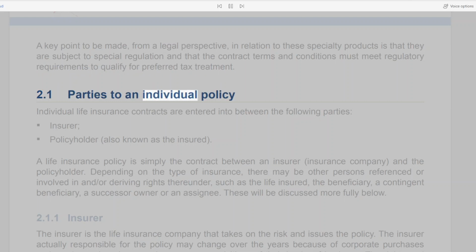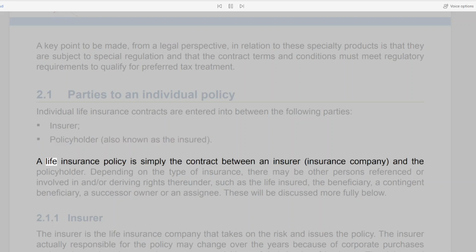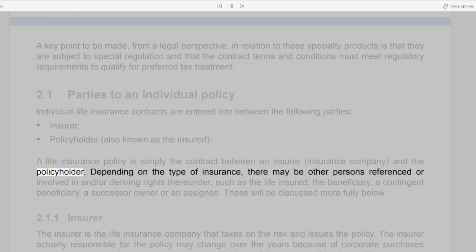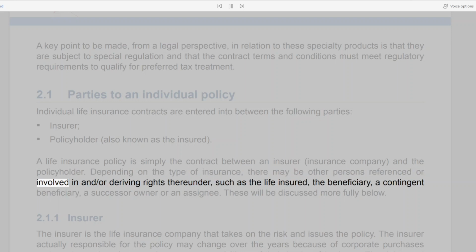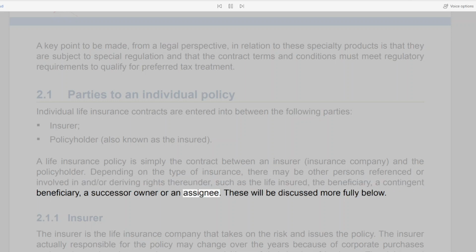2.1 Parties to an individual policy. Individual life insurance contracts are entered into between the following parties: insurer, policyholder, also known as the insured. A life insurance policy is simply the contract between an insurer, insurance company, and the policyholder. Depending on the type of insurance, there may be other persons referenced or involved in and/or deriving rights thereunder, such as the life insured, the beneficiary, a contingent beneficiary, a successor owner, or an assignee. These will be discussed more fully below.